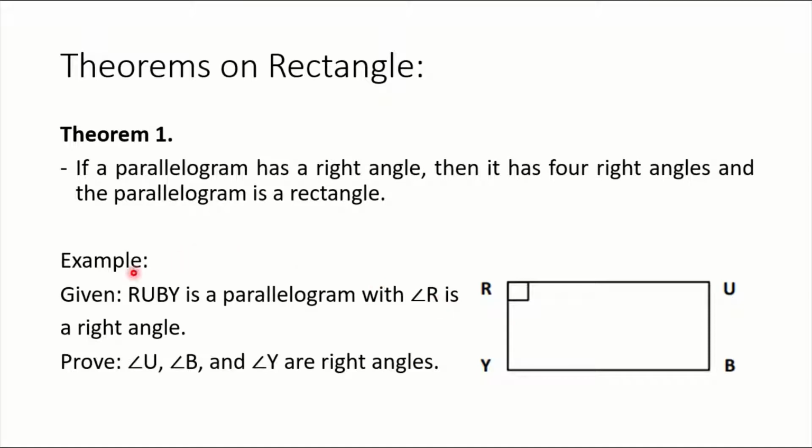So we have here the example given. RUBY is a parallelogram with angle R, and R is a right angle. Okay? So this is the illustration, RUBY. So ito yung parallelogram natin, at meron daw siyang given na isang angle which is angle R na right angle. So we have to prove that angle U, angle B, and angle Y are right angles. So kailangan nating ma-prove that the three remaining are also right angles.